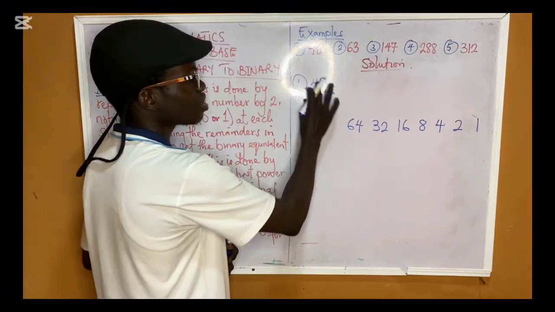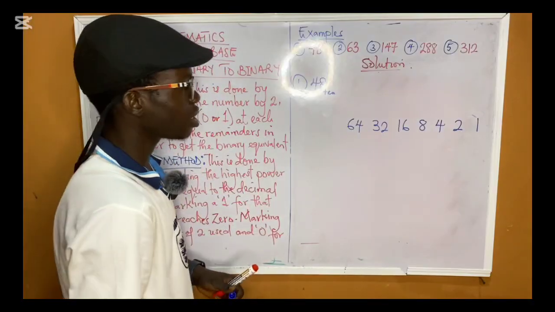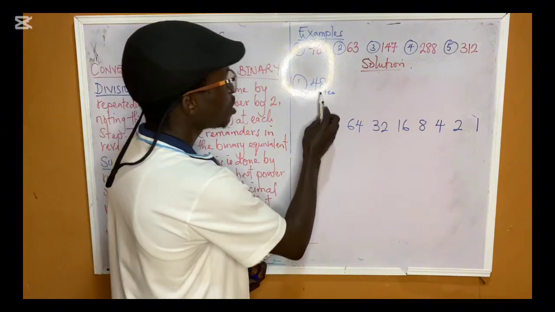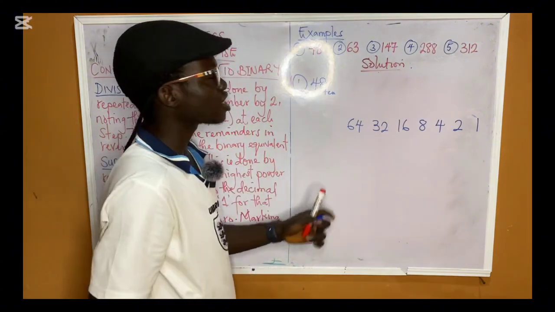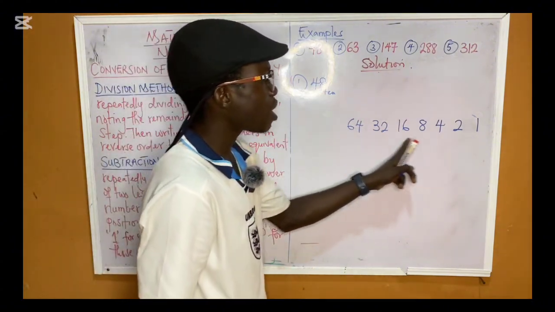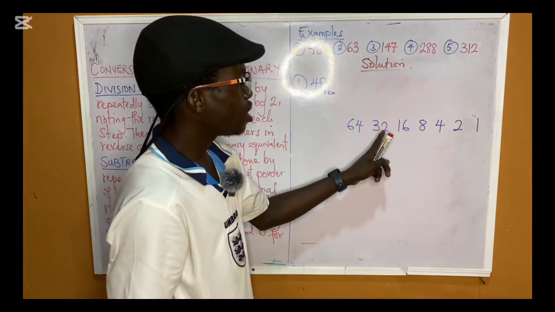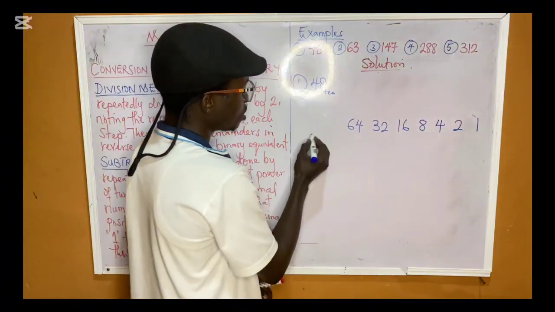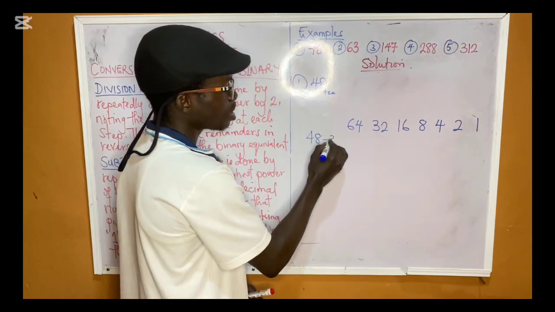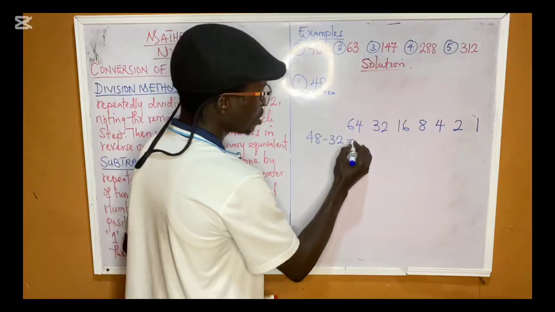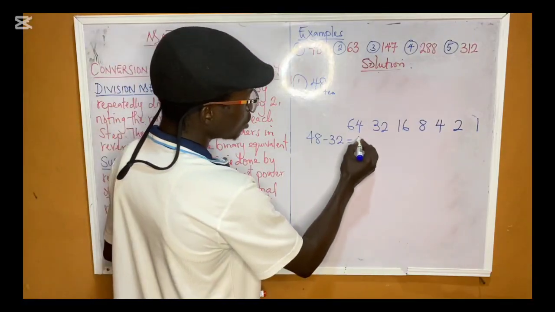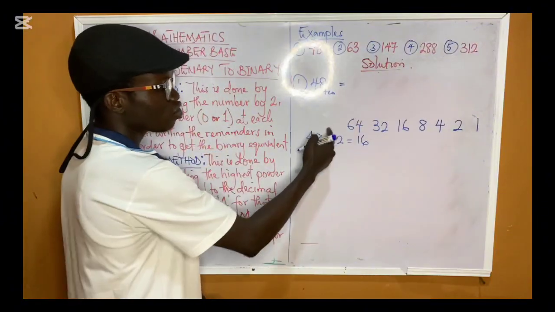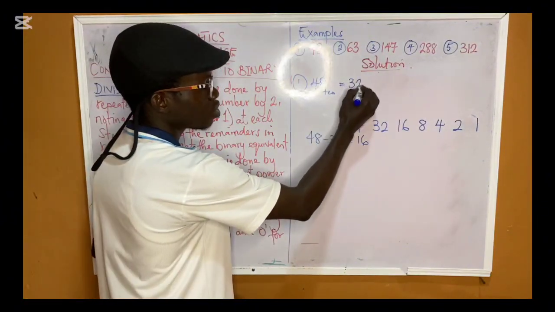But here the number we have is 48, so we can stop somewhere here because 64 is greater than 48. Now, we look for the highest number that is close to 48. Highest power of 2 that is close to 48, which is 32, right? So that will be 48 minus 32. The answer we are going to get is 16, right? So we write equal to, we have used 32 here, we write 32, right?